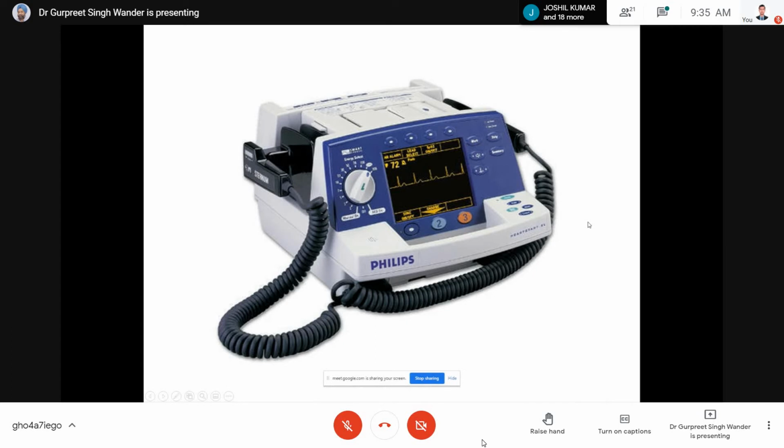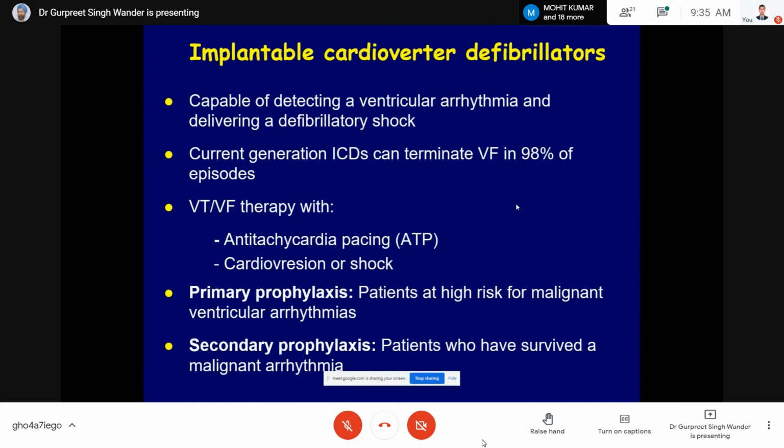So for a fast rhythm in the hospital setting, these are the devices you will see, which are called defibrillators, cardioverter defibrillators, which are actually used in hospital settings.